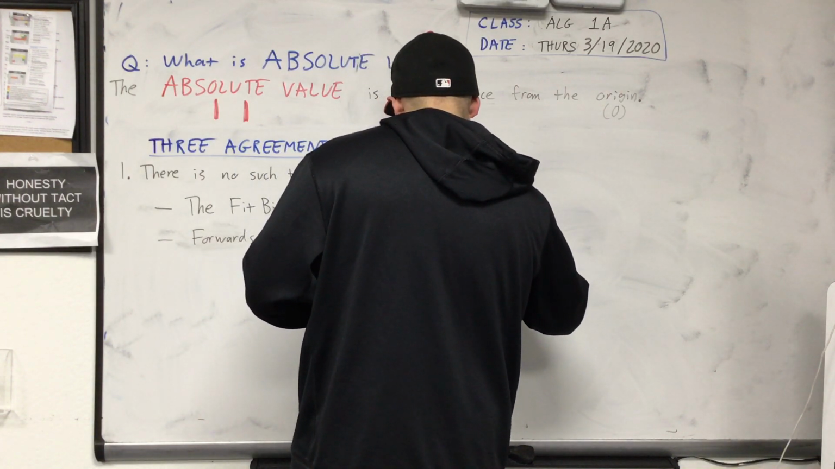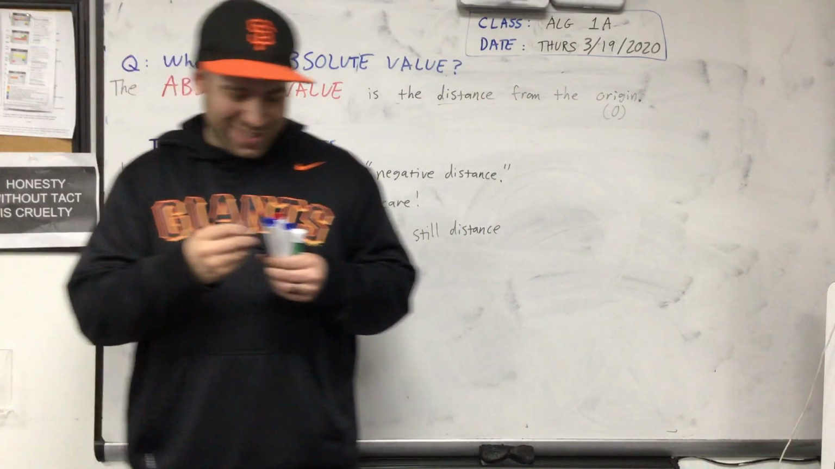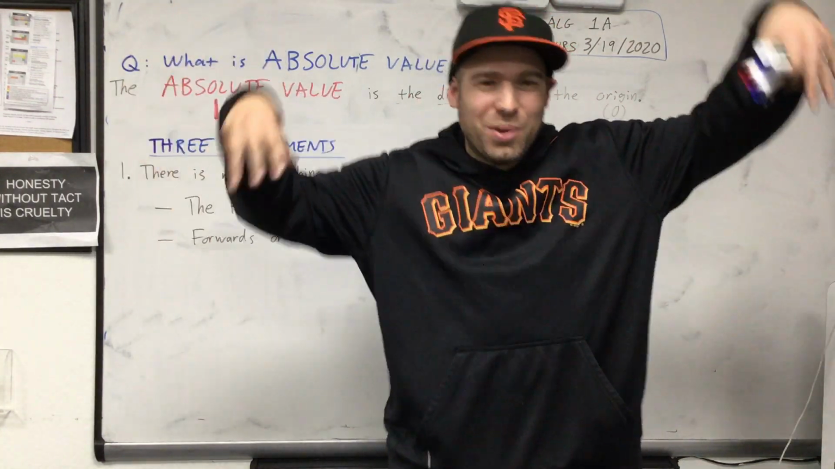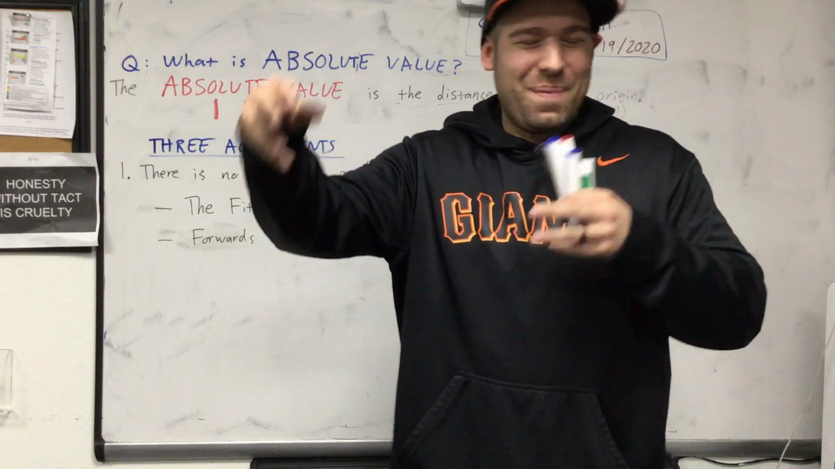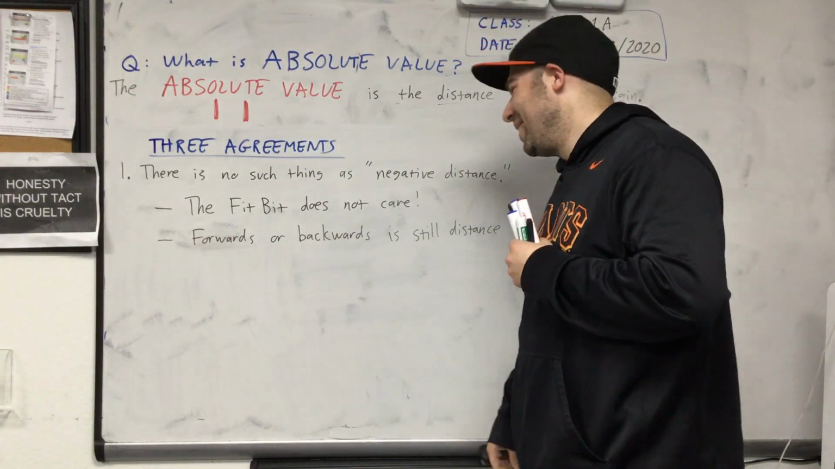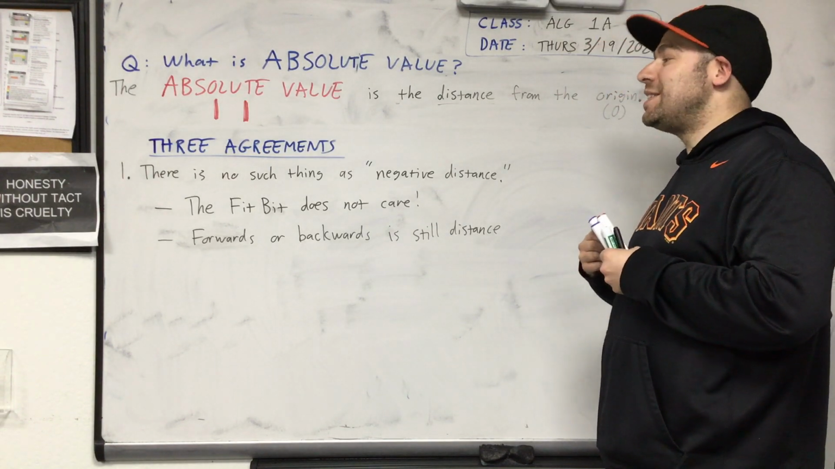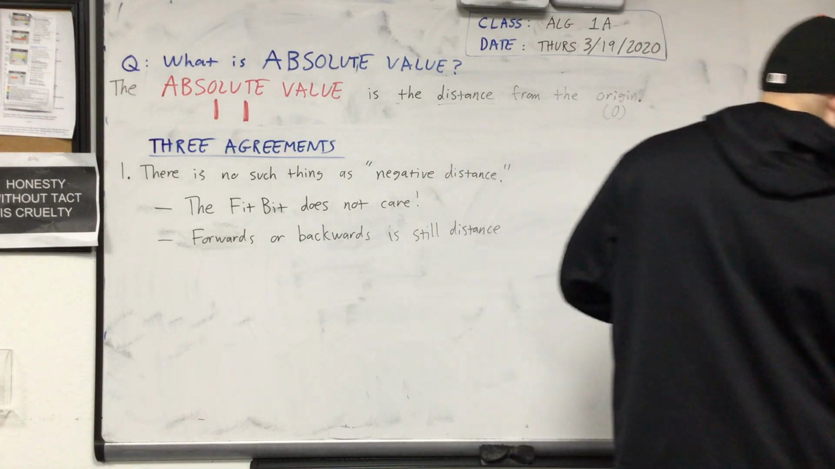Now, I grew up playing Mario Kart, so I remember if I tried to go the laps backwards, I forget what his name is, but that character goes, "You're going the wrong way. You're going the wrong way," and it'll pick you up and make you go the correct way. So forwards or backwards is still distance, and we still measure distance in the positive.